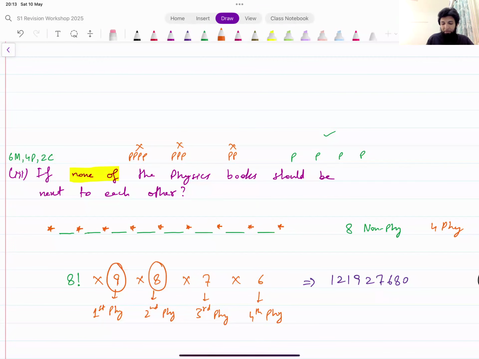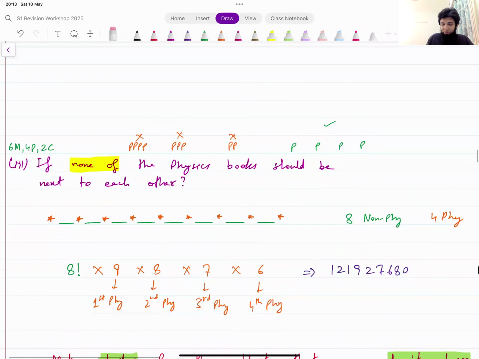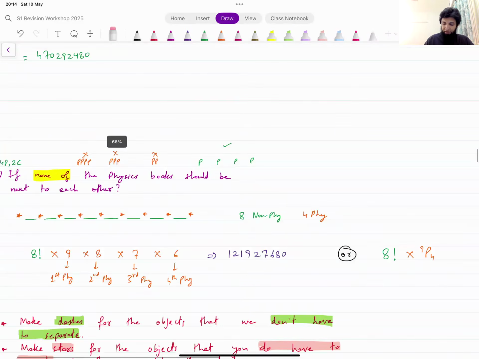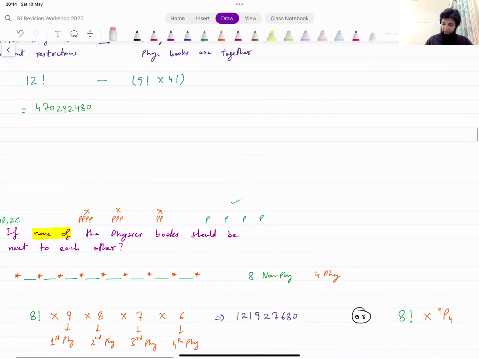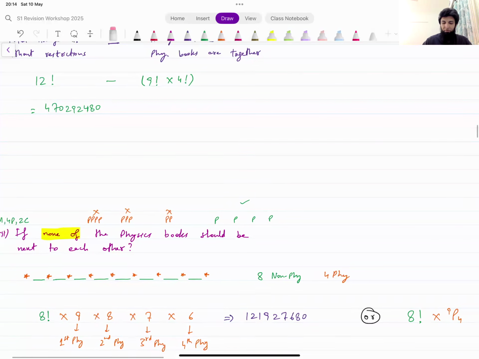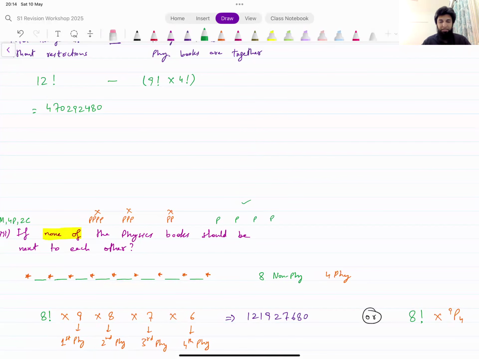9. The second one has 8. The third has 7. The fourth has 6. And that gives us the result. Alternatively, you could say that's the same thing as 8 factorial times 9p4. That we have 9 places, arrange 4 physics books in them, 9p4, and that will give the same result. That's how you separate all objects like this.